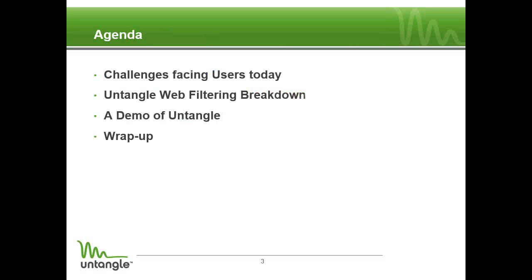On the agenda today, we're going to be talking about some of the challenges that face our users today and networks at large. We're also going to be covering the Untangle web filtering breakdown, what we have to offer, and some of the features that Untangle brings to bear in your ability to control web access and who can do what. We'll also be giving a short demonstration of Untangle, what the administrative interface looks like, and where you install Untangle, and then we'll wrap that up at the end.